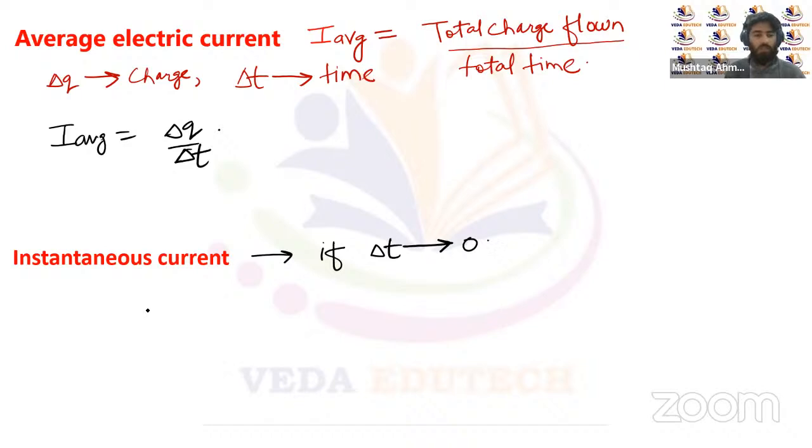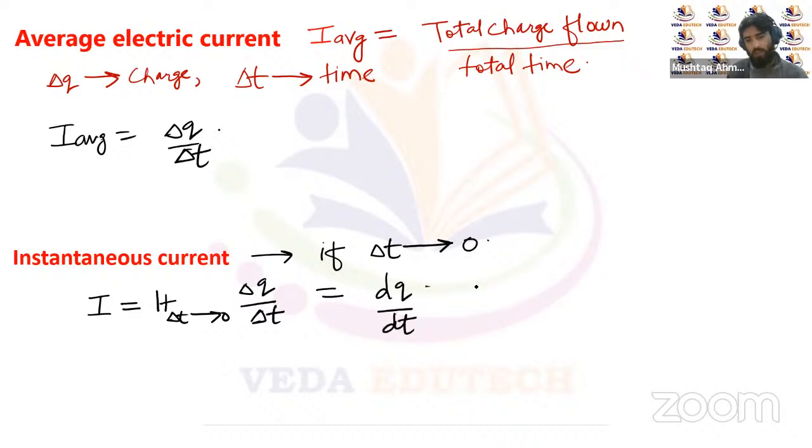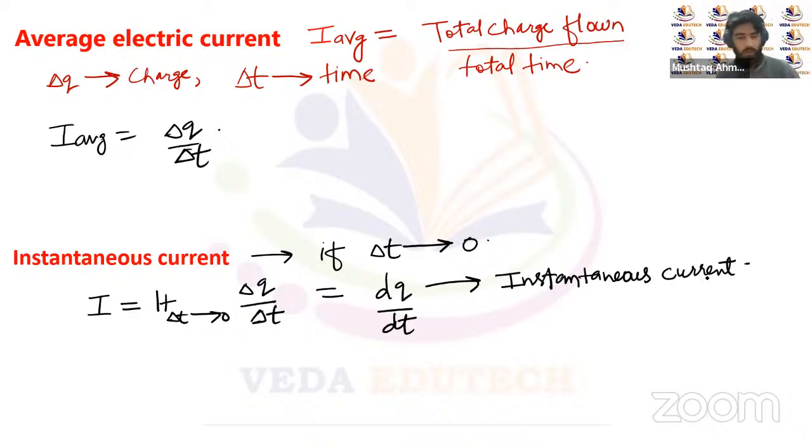If delta T tends to zero, then current I will be defined as the limit, delta T tends to zero, of delta Q over delta T. Then it will be dq over dt. And this current we call instantaneous current. Instantaneous current is different from average current.